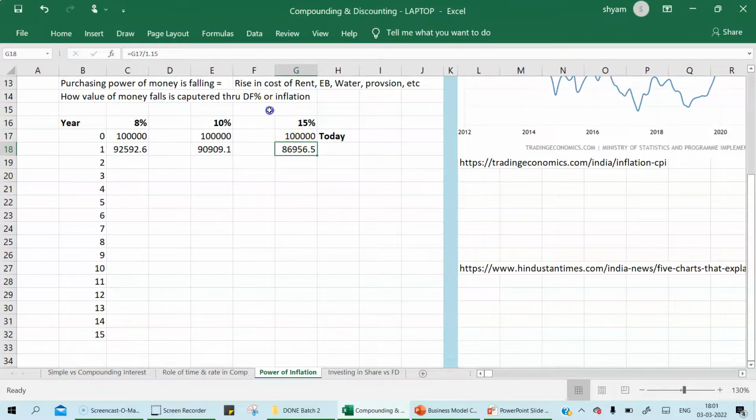So don't worry, we will not have an inflation rate of 15% in India. That's an extraordinarily bad scenario. We will never have it. 10% is also a rare case. We won't have it. But 8% is pretty much a usual case.